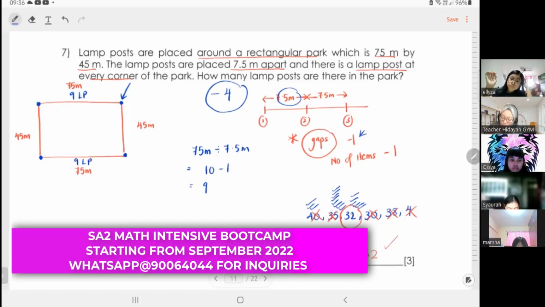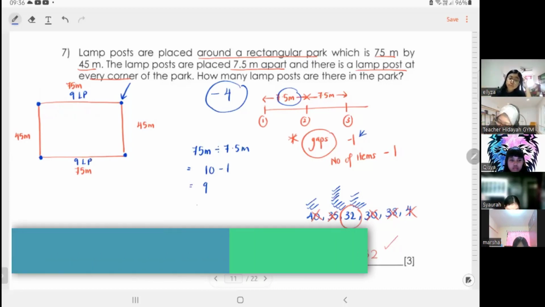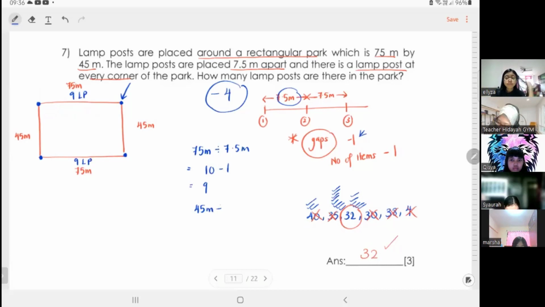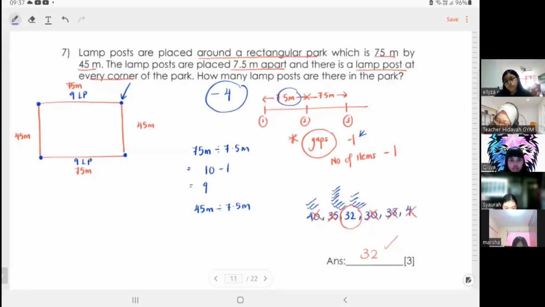Okay, next one, the 45 meter. 45 meter divided by 7.5 meter. Okay, so you divide and you'll be getting 6. Remember, the gap must always minus 1. Minus 1 equals to 5. So over here is 5 lampposts. Here is 5 lampposts.